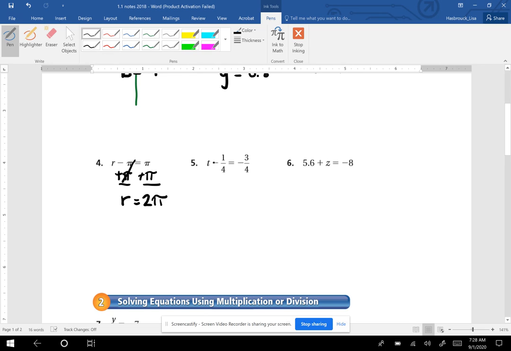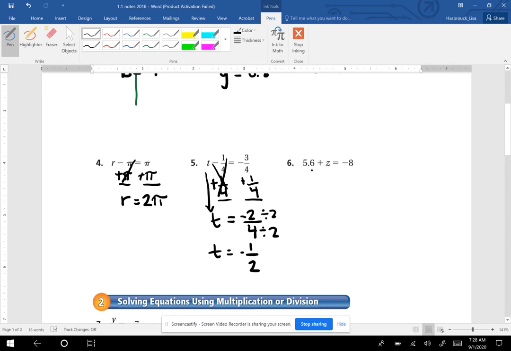For number 5, we need to move that minus 1/4 to get t alone. To do that, I'm going to do the opposite and add 1/4 to each side. Bring down my t. Negative 1/4 plus 1/4 cancels out. I have negative 3/4 plus 1/4. Well, they both have a common denominator, so I can add across the top. Negative 3 plus 1 is negative 2/4. We can simplify this by dividing top and bottom by 2 to get negative 1/2.